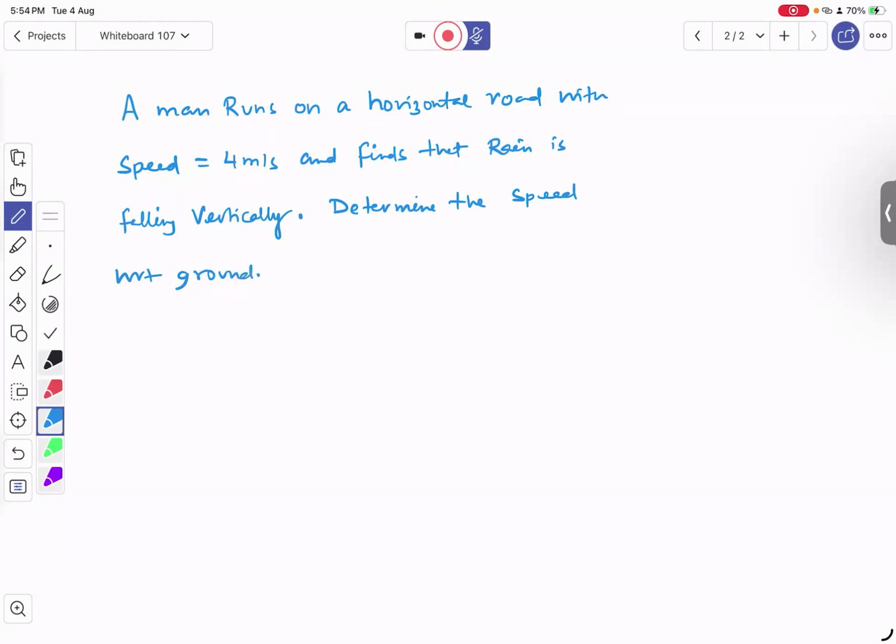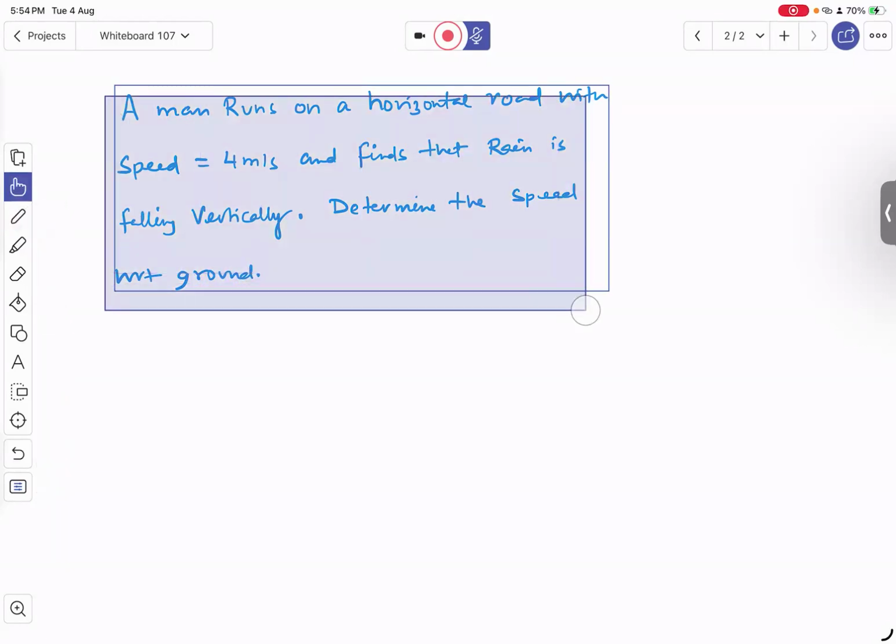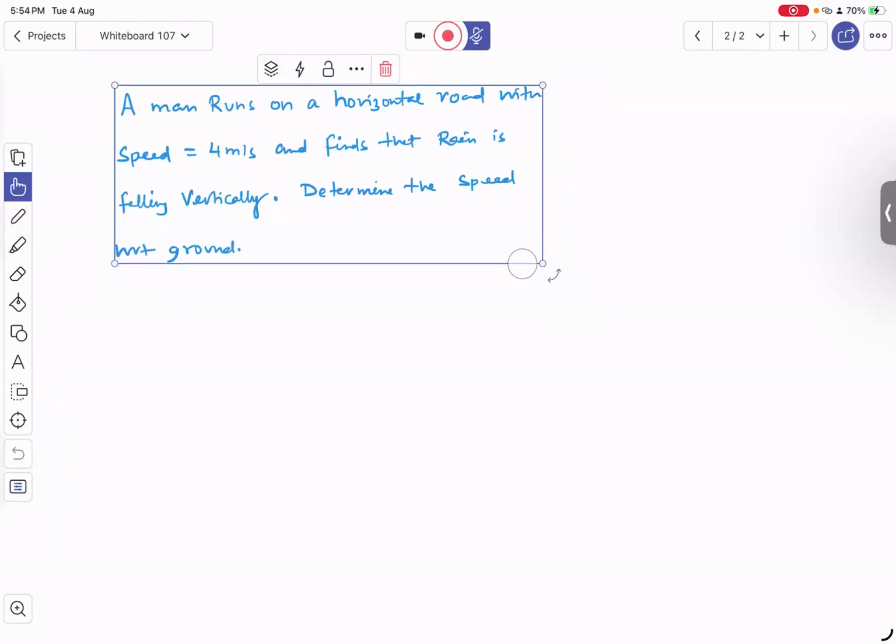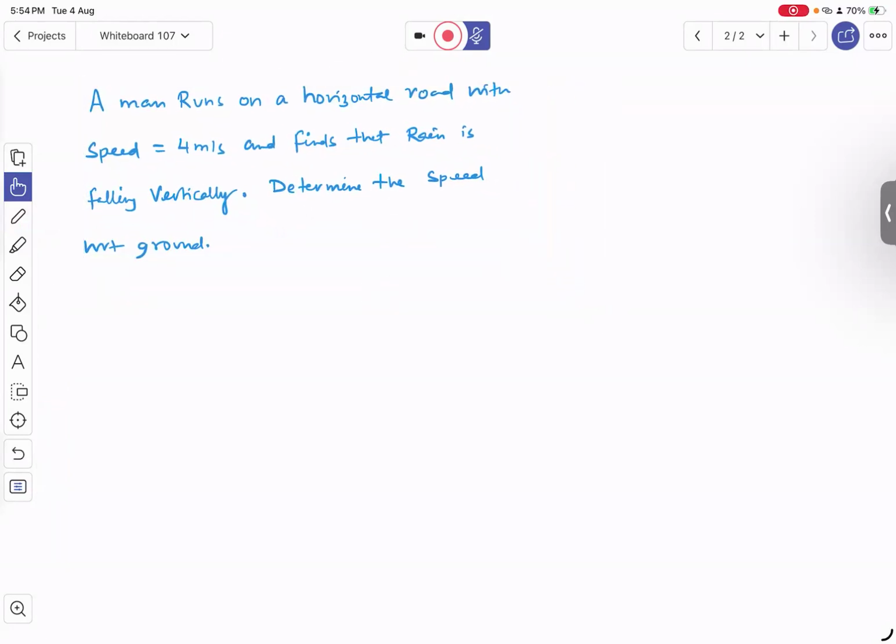I hope you understood the question, no? So a man runs on a horizontal road with a speed of 4 meters per second and finds that the rain is falling vertically with a speed, I forgot to mention that, vertically with speed 3 meters per second. So some story is told, but that story is told regarding what?